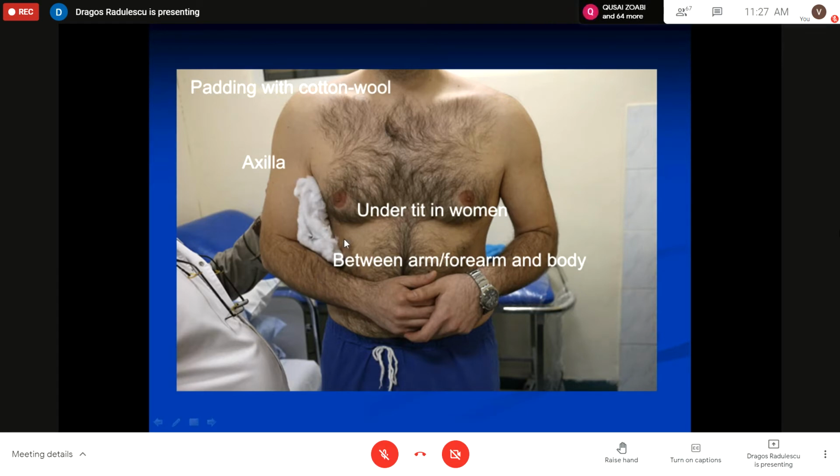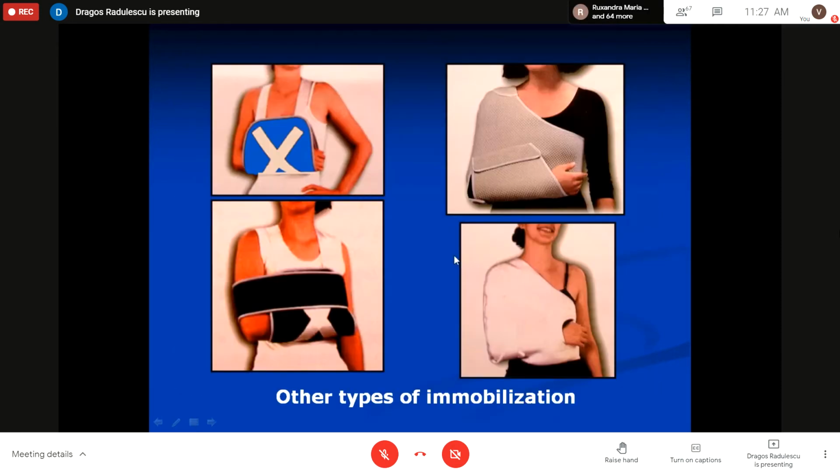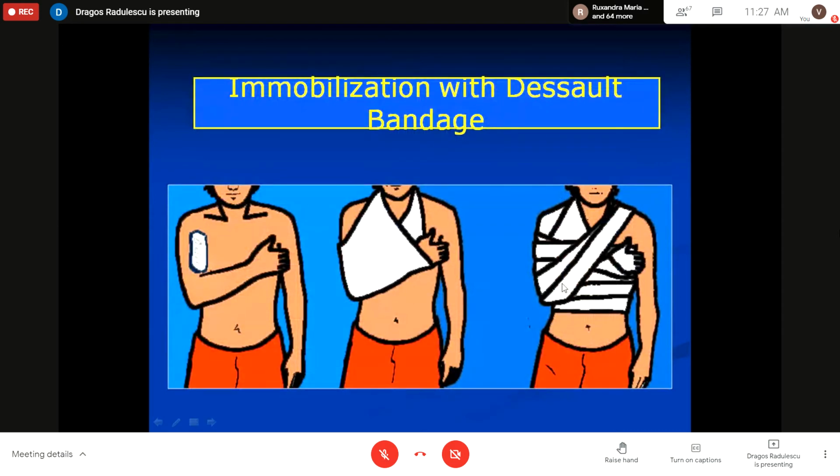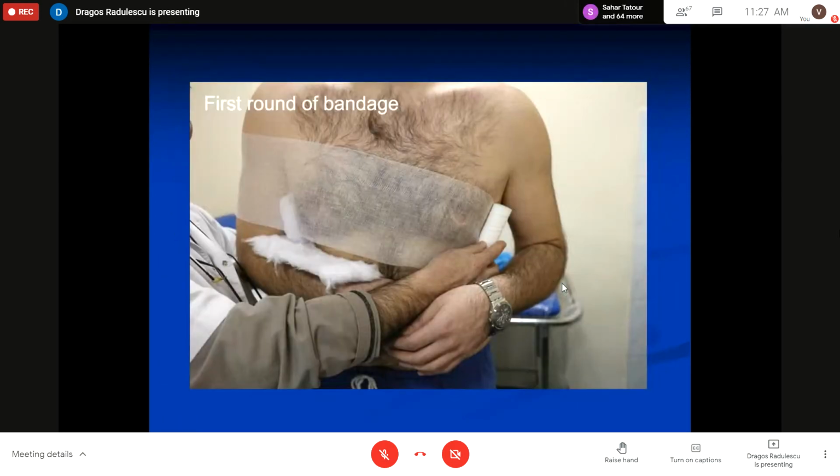So the first thing you need to do is place cotton bandages in between the arm and the torso of the patient, also in between the forearm and torso of the patient, but also under the breasts if it's a woman, because the bandage will press, as you can see here, on the chest of the patient. See, cotton, and no cotton here because it's not a woman. After you place these cotton bandages, you start doing the actual bandage itself.